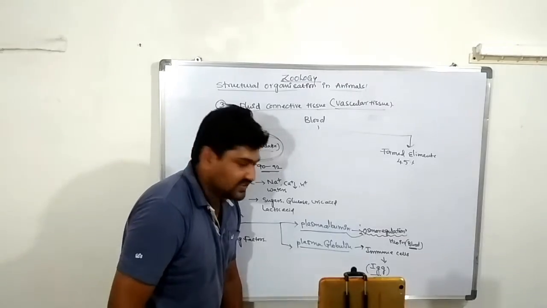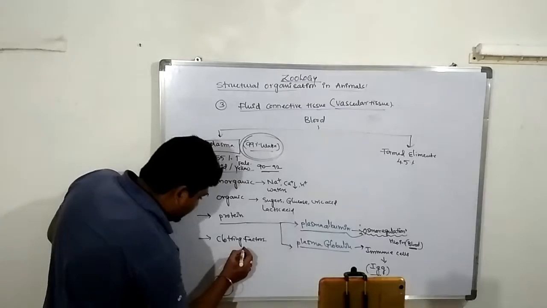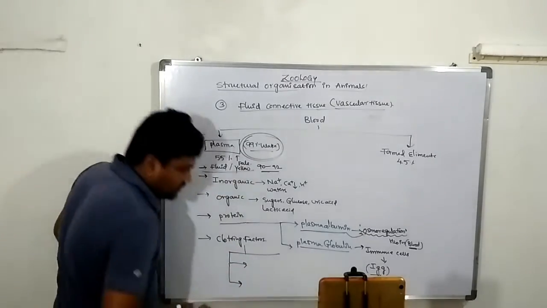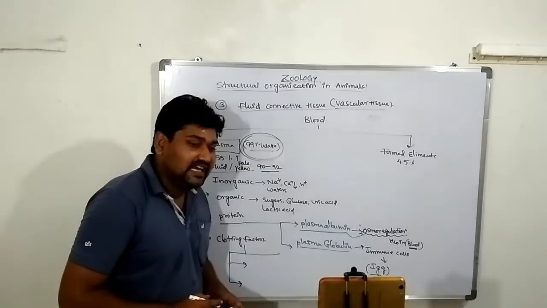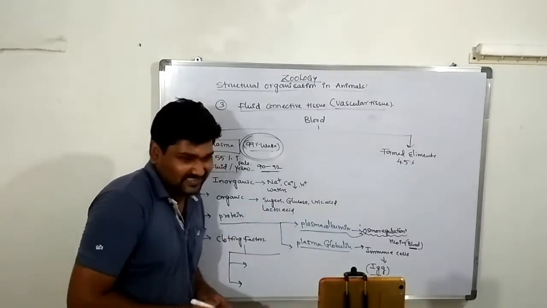These are the two protein molecules, plasma albumin and plasma globulin. That is one. The next one is the clotting factors. There are two clotting factors. So what is the importance of the clotting factors? They cause coagulation of the blood and completely prevent blood loss.